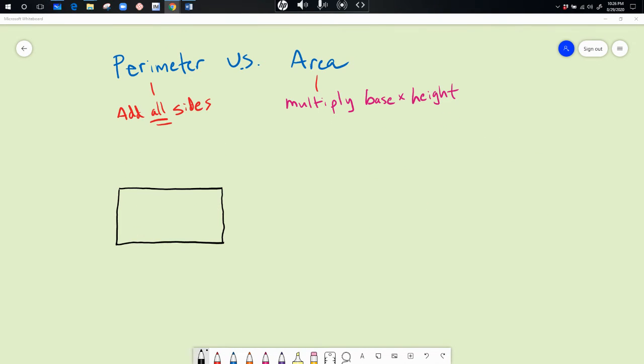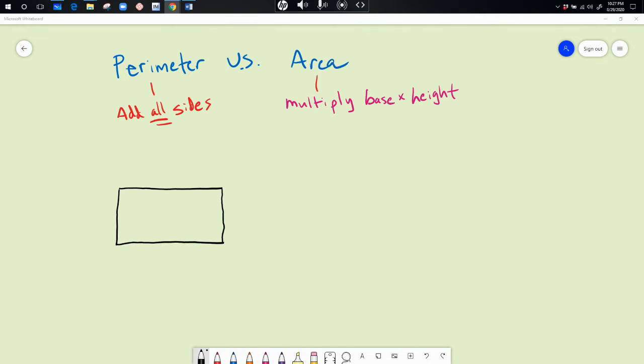Okay, the next thing we're going to do really quick is talk about perimeter versus area. I know you learned about this in the past, probably back in 7th or 8th grade. We're going to bring it back, but I want to remind you of some things. So perimeter, if you forgot, means you're going to add all the sides together, okay?